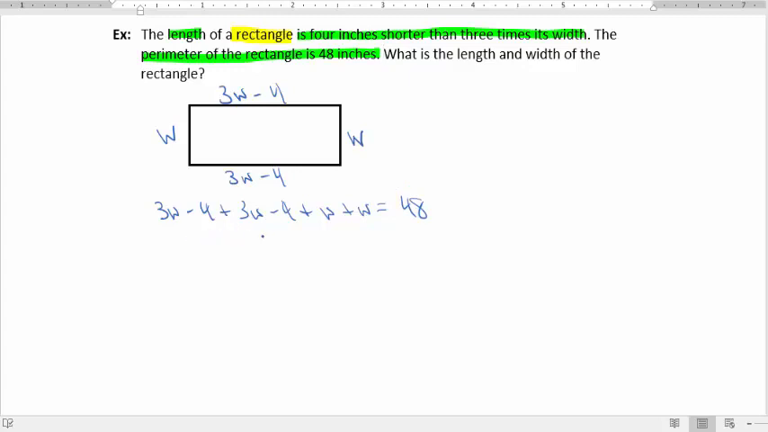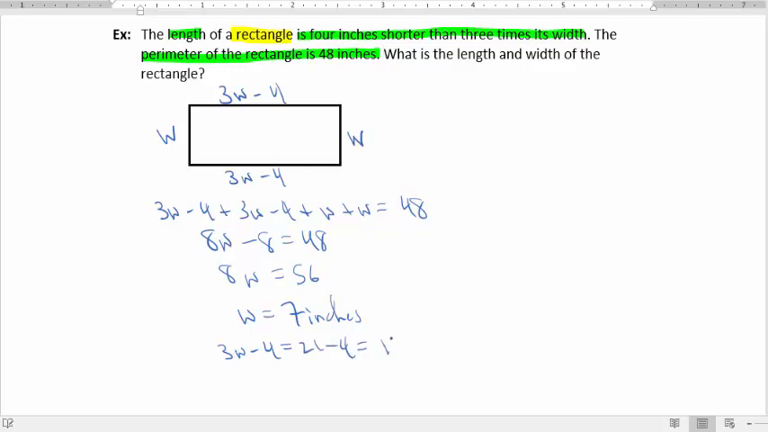And then just solve this, right? Combine all those like terms. So it's 8W minus 8 equals 48. Then add 8. So 8W equals 56. So W equals 7. And this is in inches. So W is 7. And I know that the L, right, length is going to be 3W minus 4. So 3W minus 4 would be 7 times 3, which is 21, minus 4, which is going to be 17 inches. So that's your length. So the width is 7 inches and the length is 17 inches.